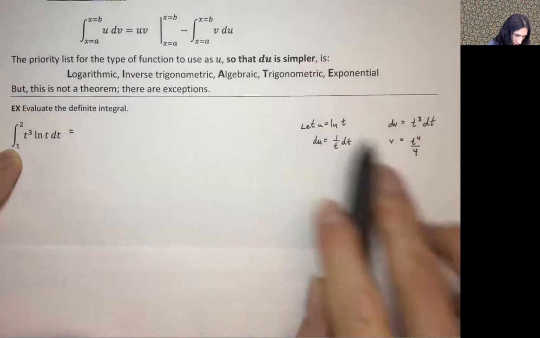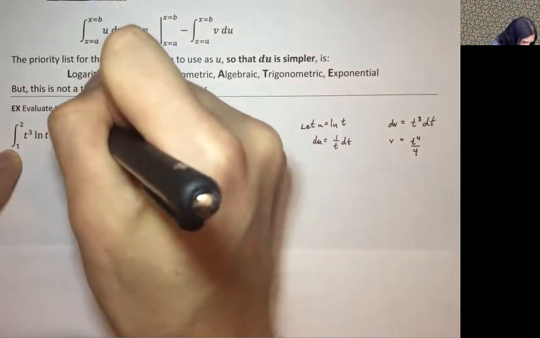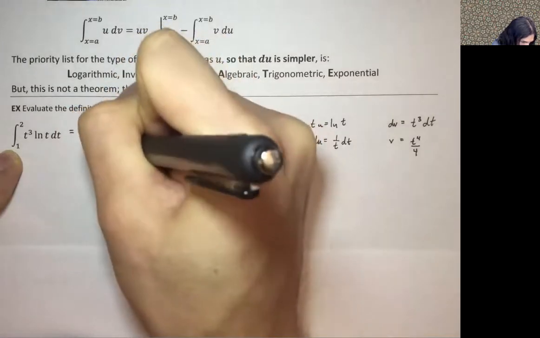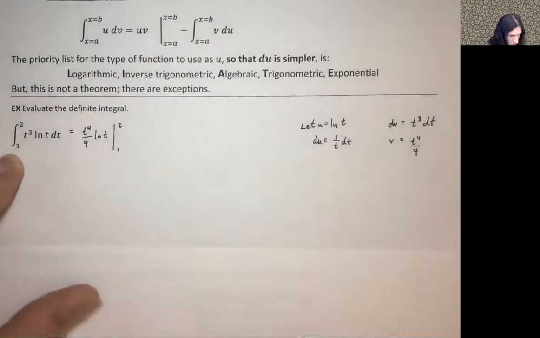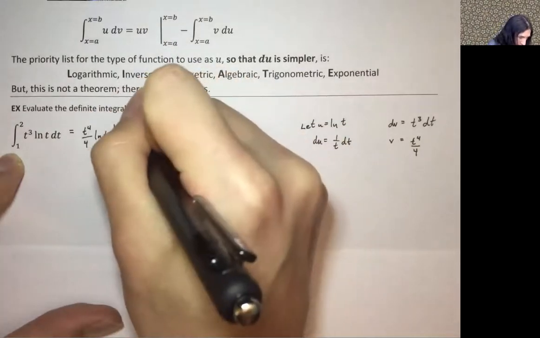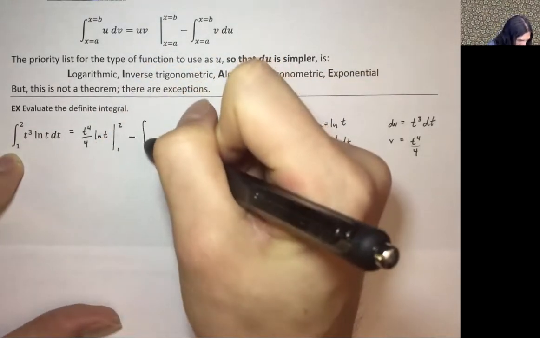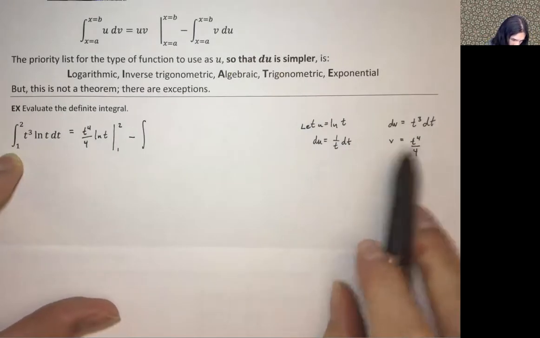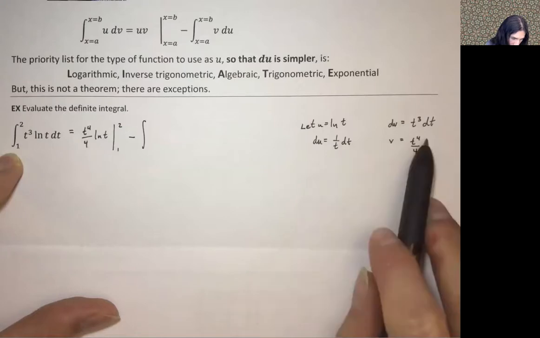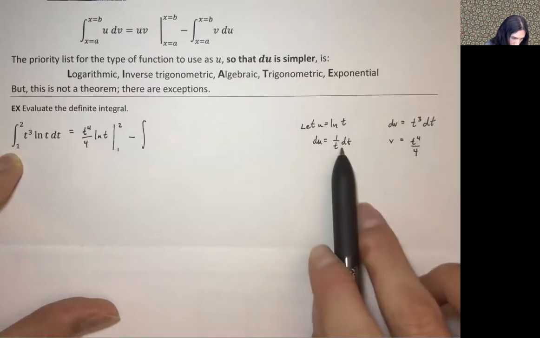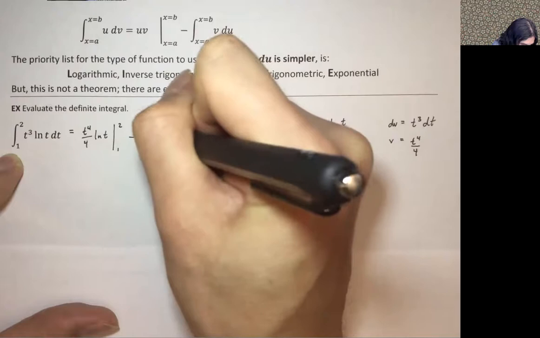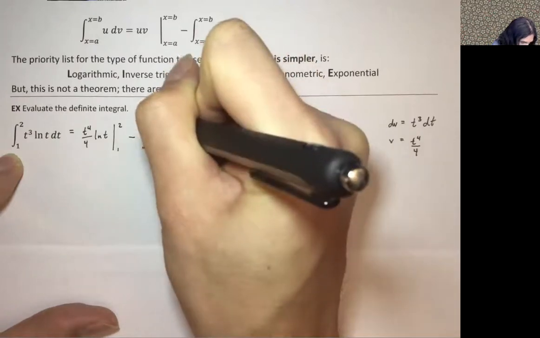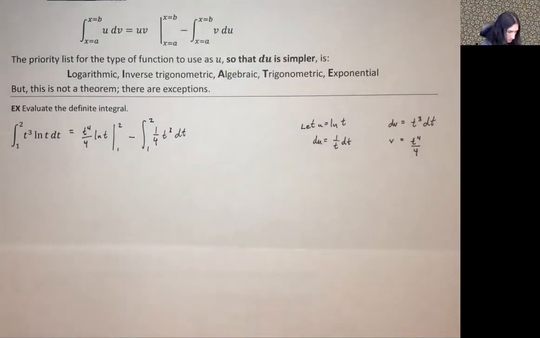Okay, so let's go ahead and plug that into our formula. So I need u times v right here, and we're going to need to evaluate that at 1 and 2, minus our integral of v du. So here's our v, and here's our du. So it looks like we're going to cancel 1 power of t right there. So we'll have 1/4 t cubed dt. And again, that integral is going from 1 to 2.